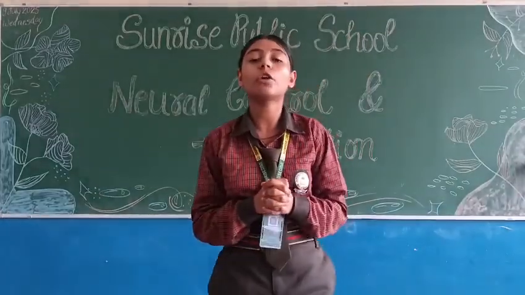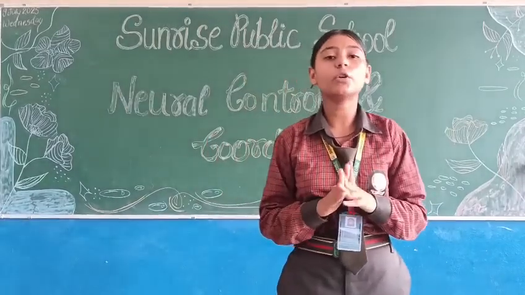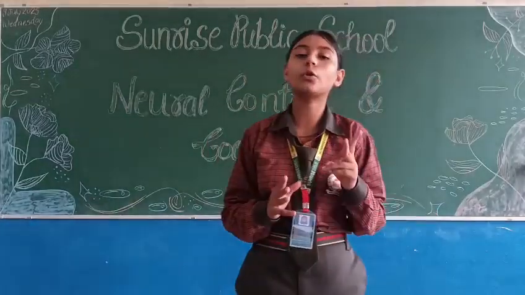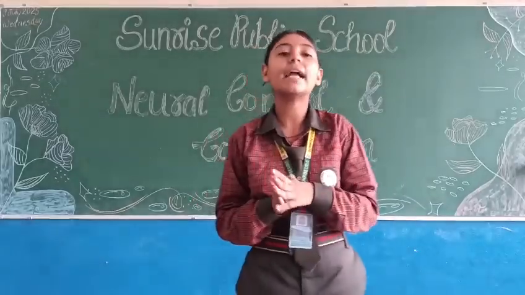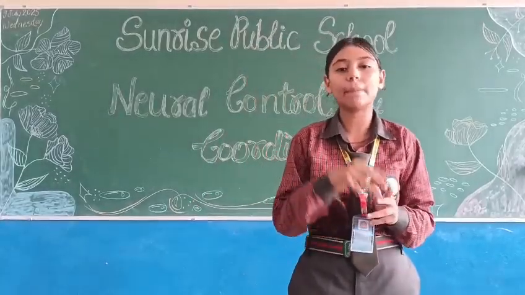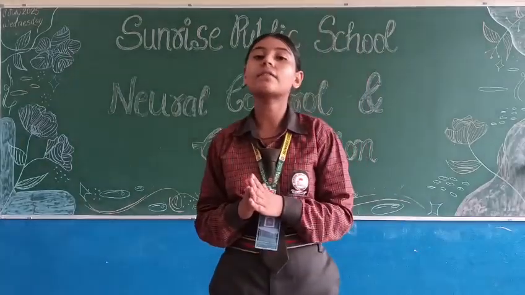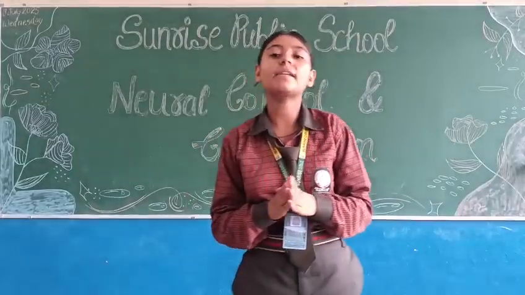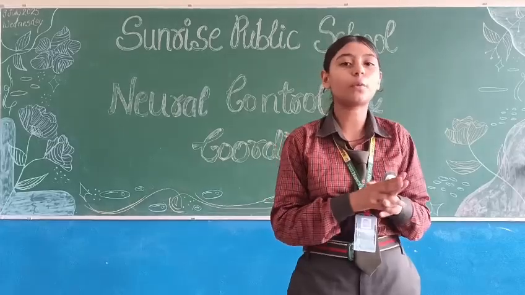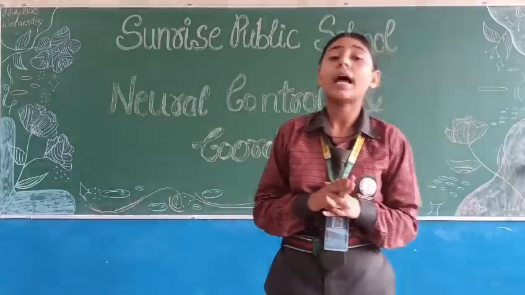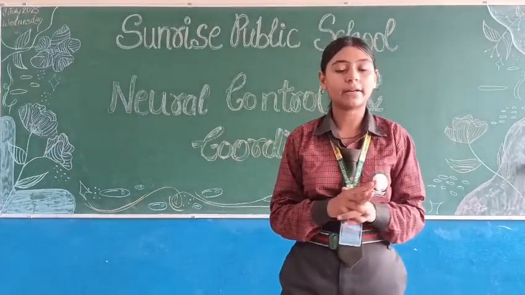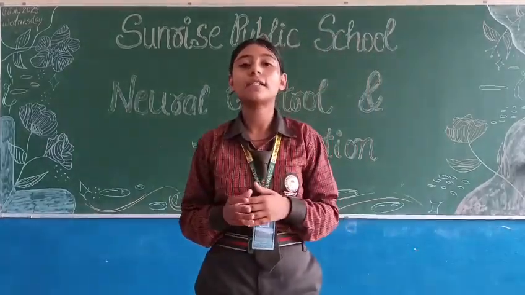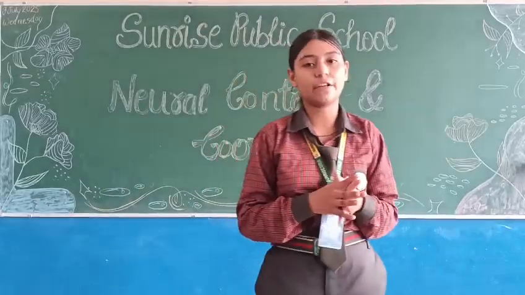Now we talk about the human neural system. The human neural system is categorized into two parts. First is the CNS, also called the central nervous system, and the other is the PNS, also called the peripheral nervous system. The central nervous system contains the brain and spinal cord, which is the main site of processing and control. The PNS is also categorized into two parts: the afferent fibers and the efferent fibers.